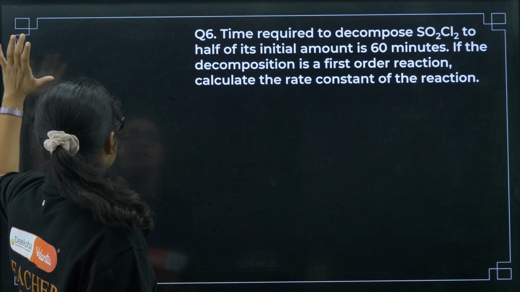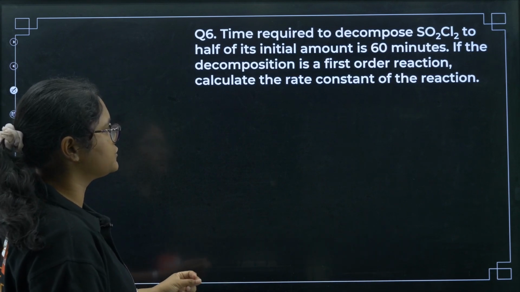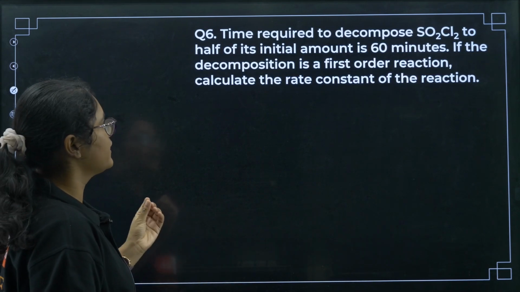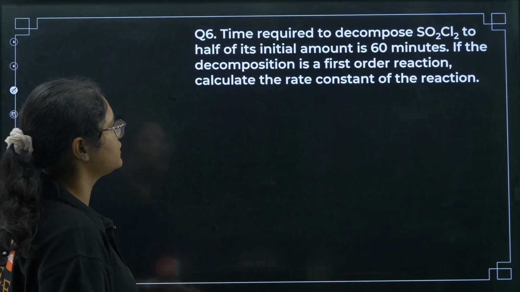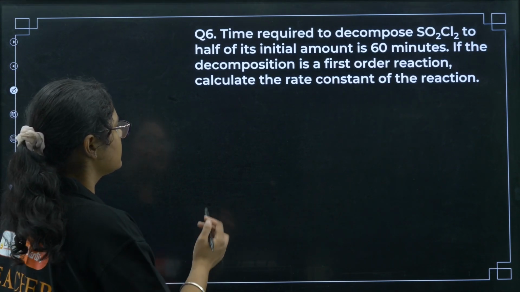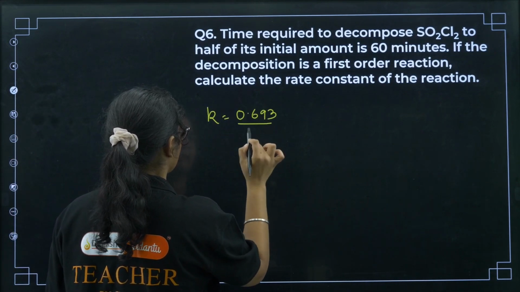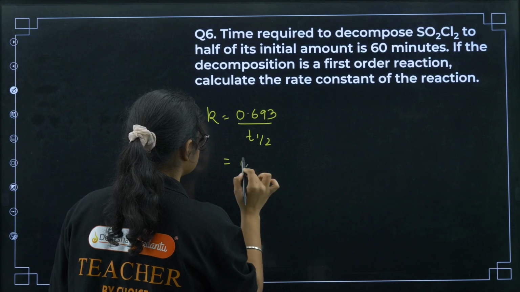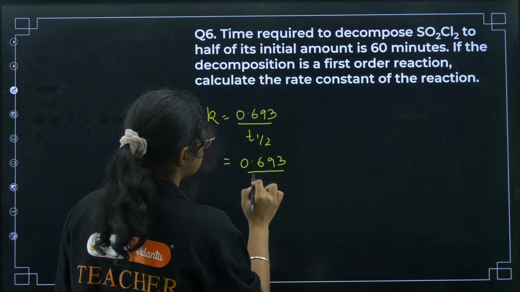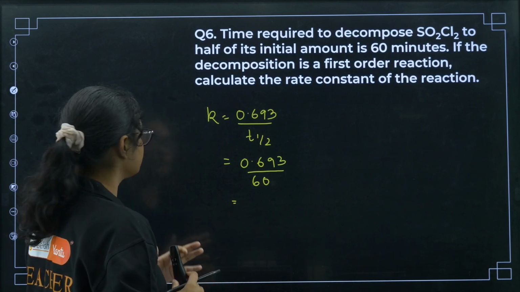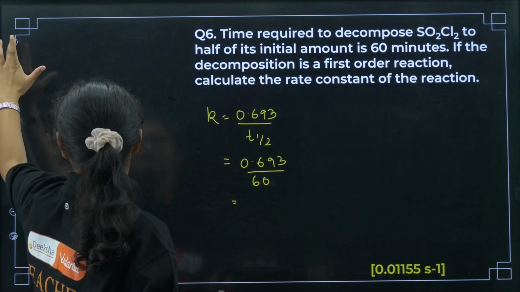Okay. Next, time required to decompose SO2Cl2 to half of its initial concentration is 60 minutes. If the decomposition is a first order reaction, calculate the rate constant of the reaction. So we know K value we have to calculate. So that is 0.693 by t half, right. So that is 0.693 by t half, which is 60 minutes. So just you have to solve this and you will get this answer. Okay, so simple and easy question.